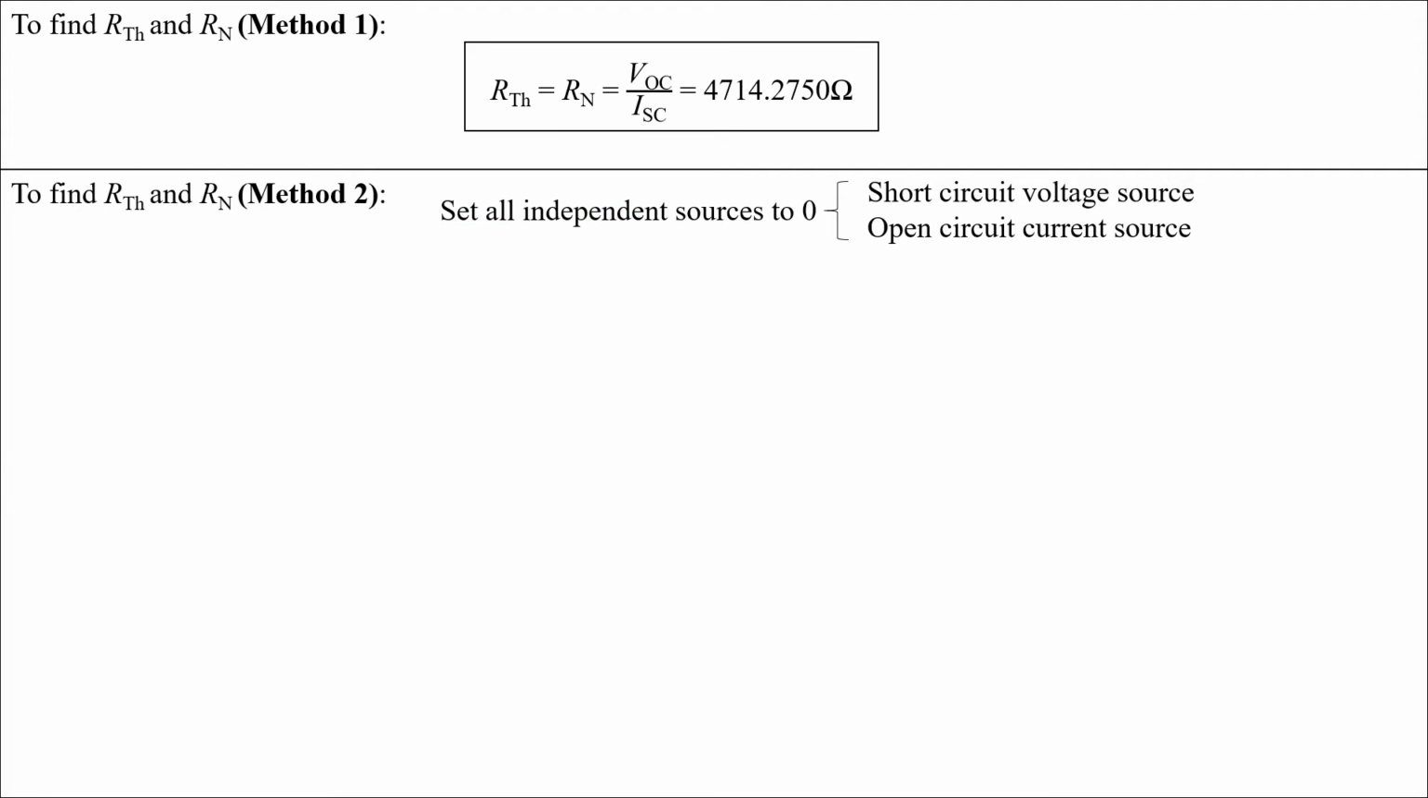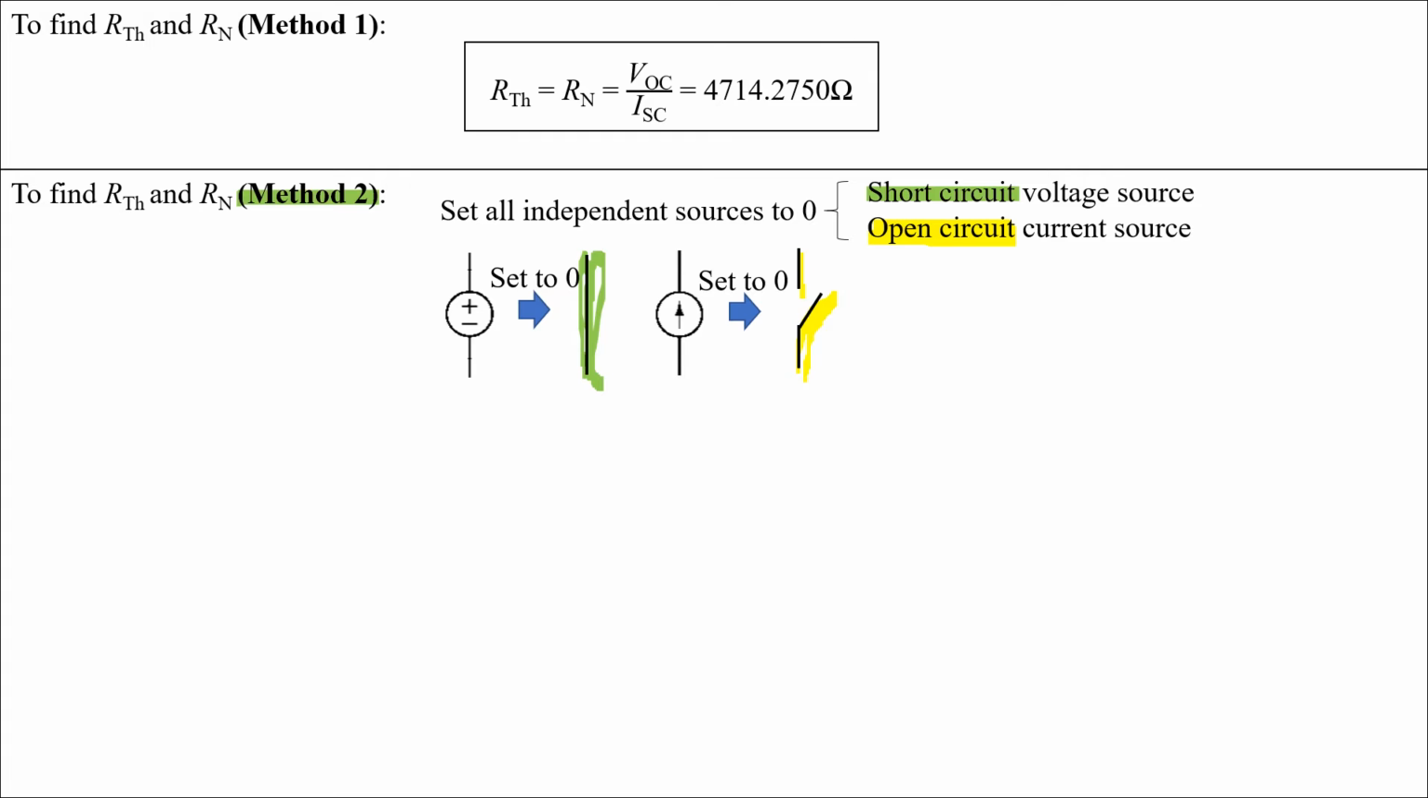There is another method to find the Thevenin's resistance and also the Norton resistance. So this method 2, we set all independent sources to 0. When we set the voltage source to 0, it is like a short circuit. When we set the current source to 0, it is like an open circuit. Therefore, for method 2, we short circuit the voltage source and open circuit the current source.